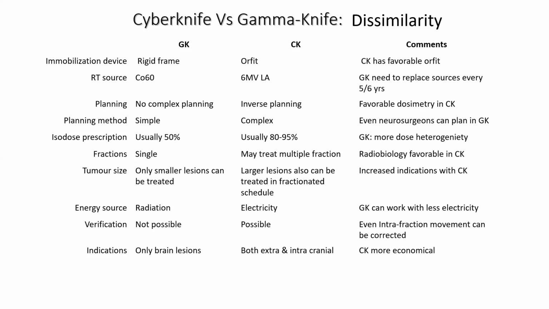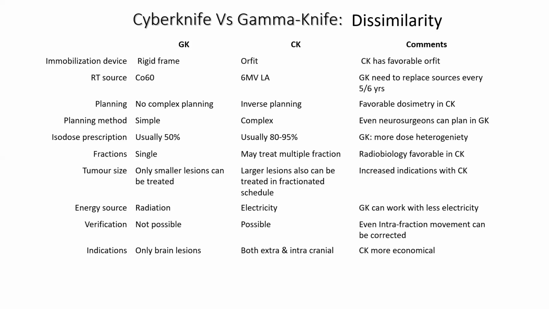We usually use the 50% isodose, so inside it is hot, whereas CyberKnife is like the linear accelerator kind, where we prescribe at 80 to 85% isodose. So dose homogeneity is more with CyberKnife, and inhomogeneity is more with gamma knife. Both have their own advantages and disadvantages, and depending on the indications, we can choose. CyberKnife is multiple and single fraction both. Gamma knife is mostly single.